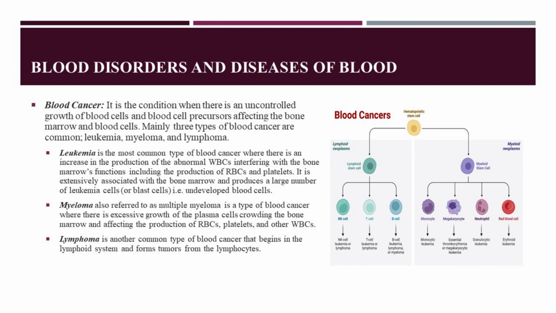It is extensively associated with the bone marrow and produces a large number of leukemia cells, or blast cells, i.e. undeveloped blood cells. Myeloma, also referred to as multiple myeloma, is a type of blood cancer where there is excessive growth of the plasma cells crowding the bone marrow and affecting the production of RBCs, platelets, and other WBCs. Lymphoma is another common type of blood cancer that begins in the lymphoid system and forms tumors from the lymphocytes.